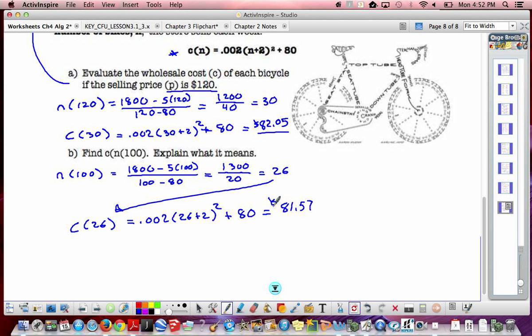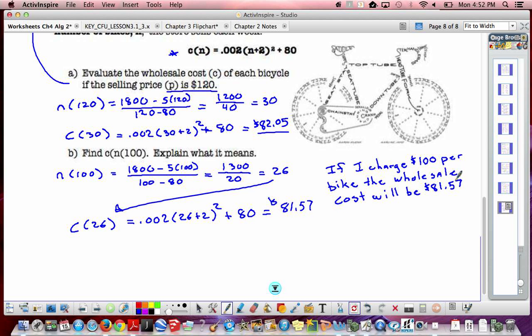So now it says, explain what this means. Well, remember if I charge $100 per bike, the wholesale cost will be $81.57.